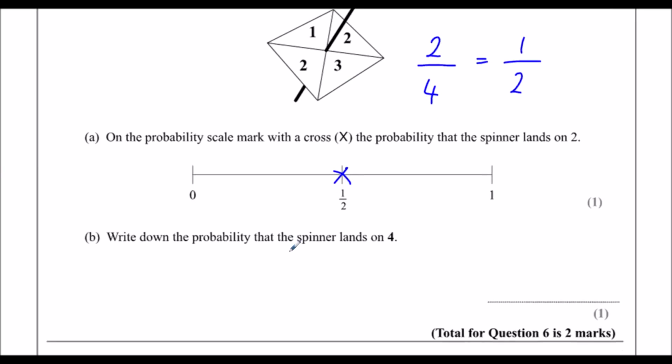Write down the probability the spinner lands on a 4. There are no 4s. So the probability that the spinner lands on 4 is 0.